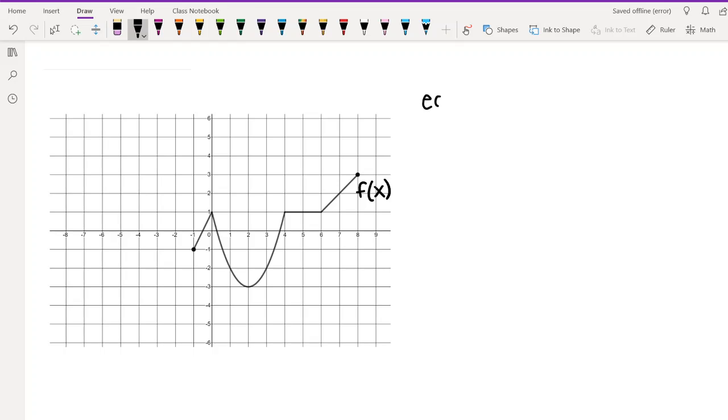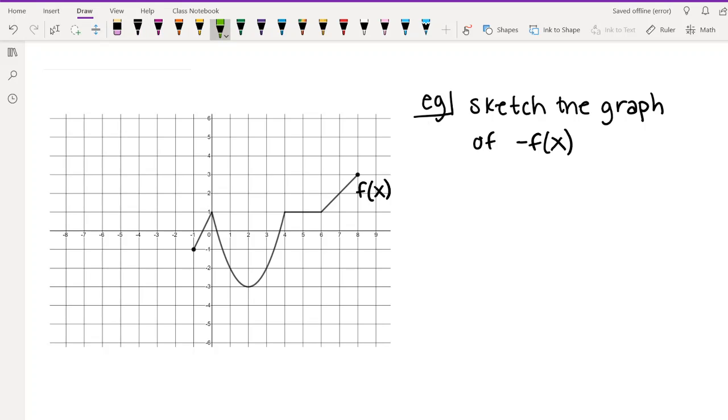So in this first example, we're going to use transformations. We're going to sketch the graph of negative f of x. So again, we don't have a formula to work with here. Really, we just have to think about what is the transformation and what do we need to do to this graph in order to accomplish that. And so here we see that we have a negative sign outside of the function, and so that tells us that it is a vertical reflection. Or as we said, another way of describing that is that we're reflecting about the x-axis.